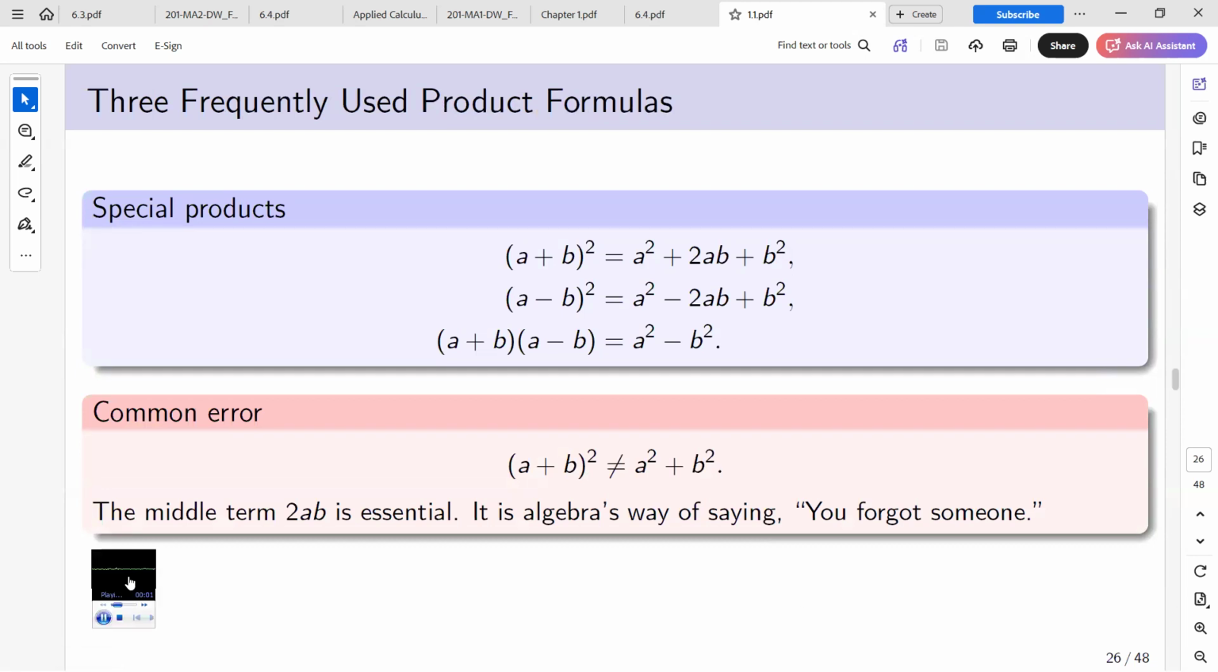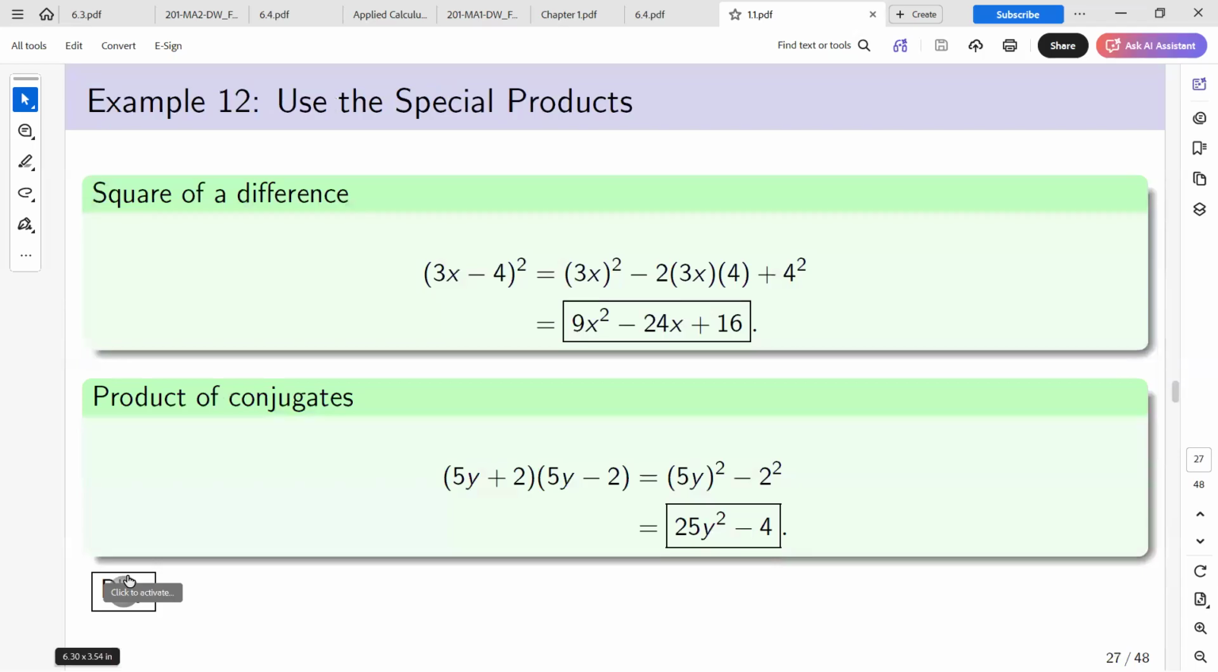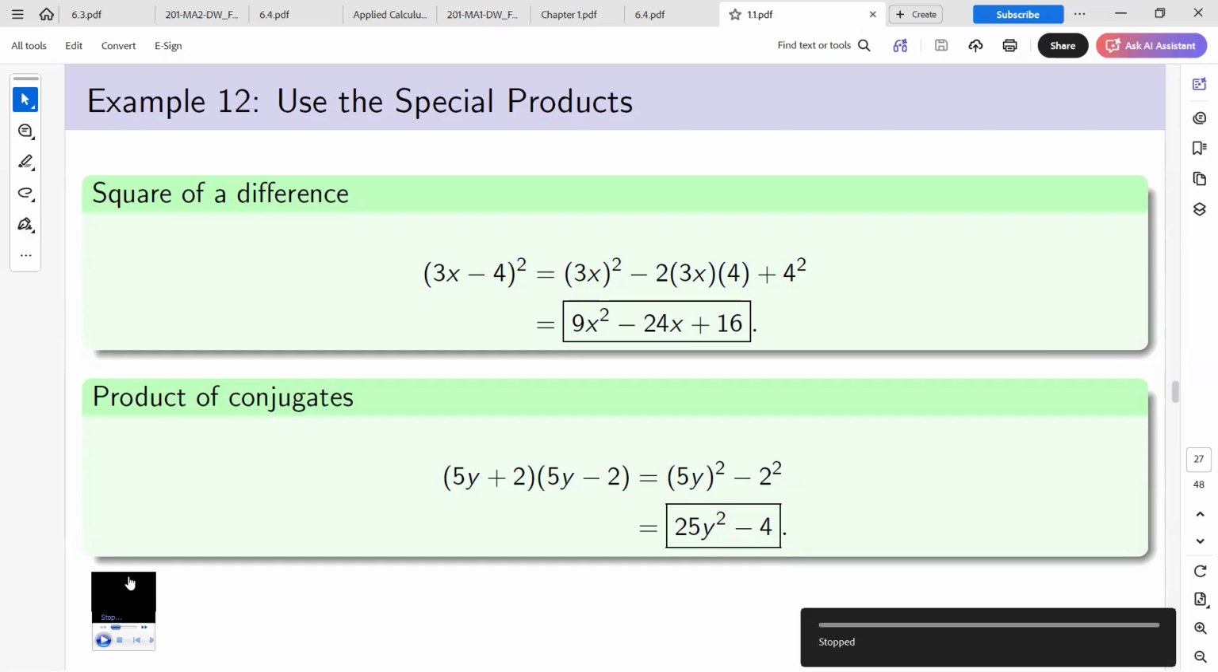These identities appear frequently in calculus simplification. When squaring a binomial, don't forget the middle term. The first expression matches the square of a difference. The second uses conjugates, so the two middle terms cancel and leave a difference of squares.